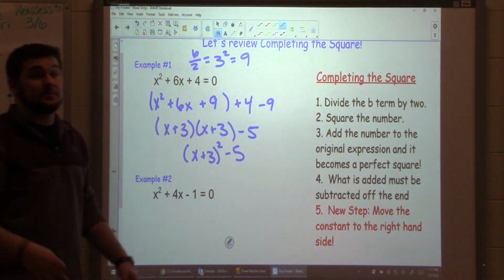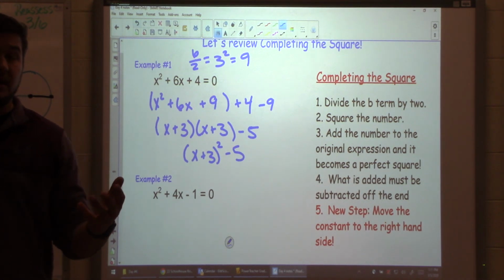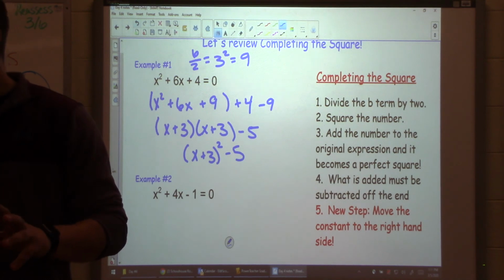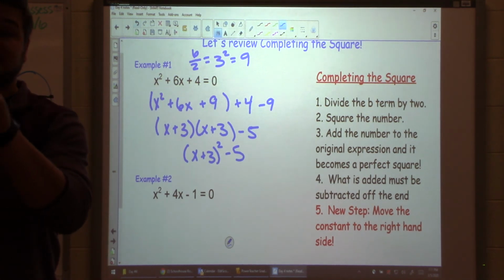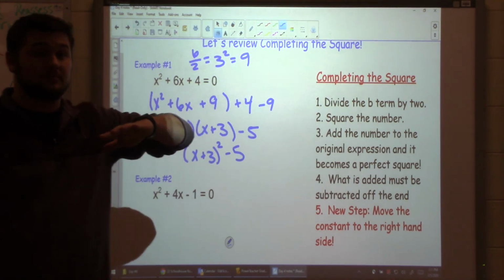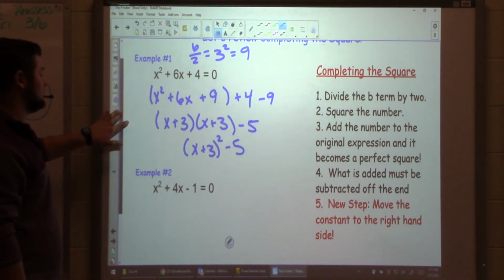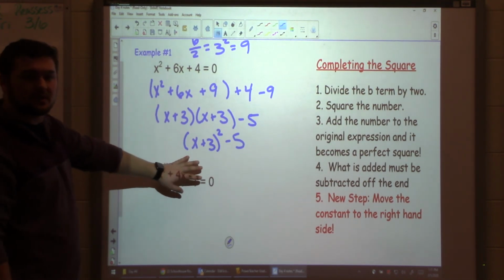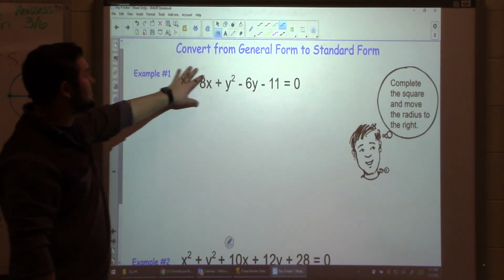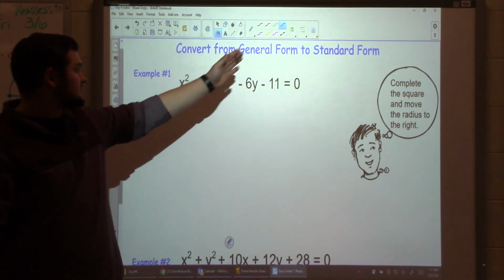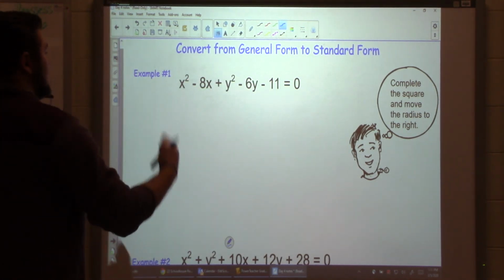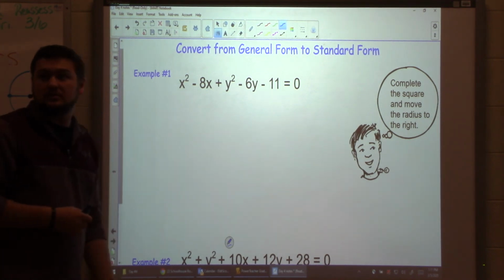Okay, so we complete the square, right? Do you all remember how to do that? Okay. What's going to happen is we're going to end up doing it twice when we're changing it from general form to standard form. So let's go ahead and try it. We're going to skip that second example because I think we're pretty good on this. So example 1, this is given to us in general form. x squared minus 8x plus y squared minus 6y minus 11 equals 0.